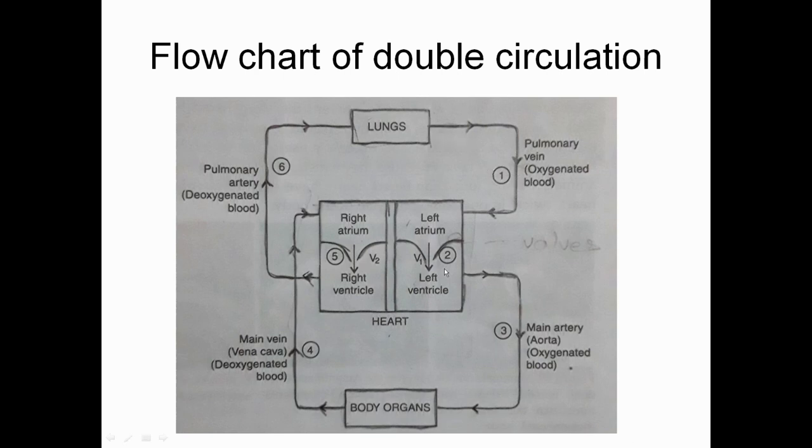The steps are mentioned. You have to remember these steps as a whole. First of all, oxygenated blood comes from the pulmonary veins to the left atrium, and from the left atrium it goes to the left ventricle, and from there it moves to the other parts of the body. And deoxygenated blood, which is collected by the vena cava, goes to the right atrium, then comes into the right ventricle and goes for oxygenation with the help of the pulmonary artery to the lungs. These are the 6 steps which we have discussed in the cardiac cycle, but you have to remember this flow chart as a whole.